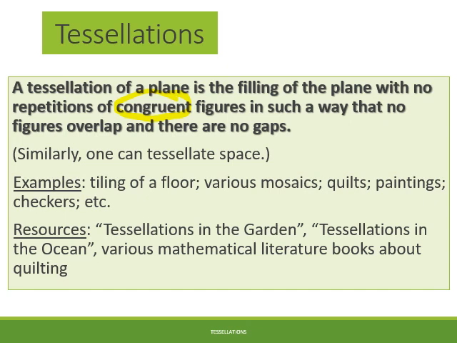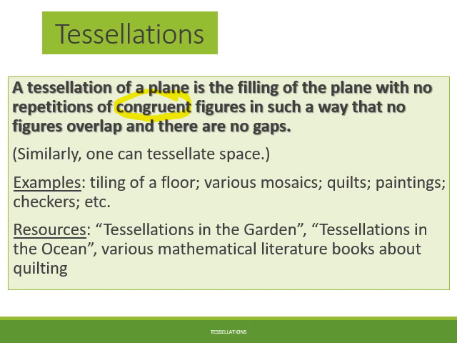Now this is a relatively new idea in mathematics. And by new, I mean not your version of new, as in it's old to some of us, but it's new in the history of math. And examples are we tile a floor. That's a tessellation because the tiles cover the whole floor space. There's no gaps or overlap, hopefully, if you have a good tile guy. And mosaics are an example of it, quilts, paintings, checkers, etc.